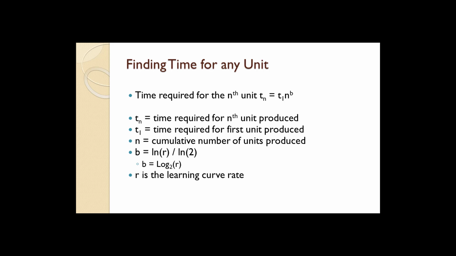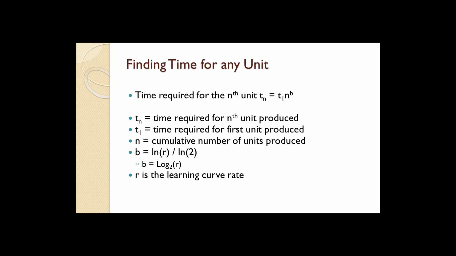The prior approach only works for units that are a power of 2. What we need is a way to find any time for any unit. The formula for that is shown on the slide. The time for unit n equals the time for unit 1 times n raised to the bth power.